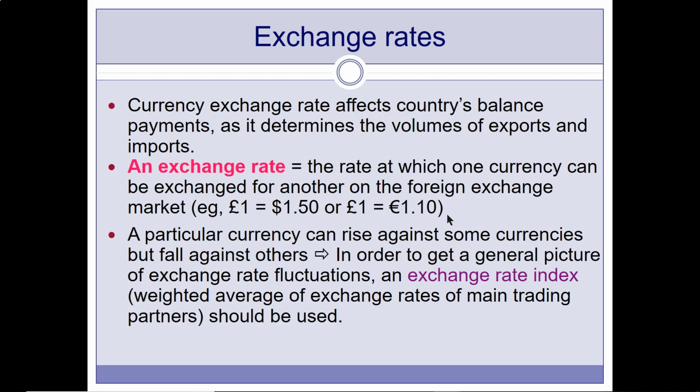A particular currency frequently can rise against some currencies but fall against others. For example, our pound can become stronger against the American dollar but weaker against the Swiss franc. And that is why, in order to get a general picture of exchange rate fluctuations of a particular currency, an exchange rate index, which is a weighted average of exchange rates of main trading partners, can be calculated.